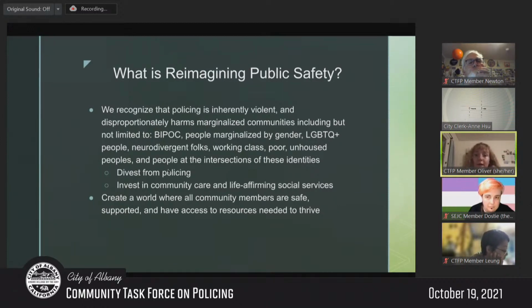So first of all, we recognize that policing is inherently violent and disproportionately harms members of marginalized communities, including but not limited to Black, Indigenous, and people of color, people marginalized by gender, LGBTQ plus people, neurodivergent folks, working class, poor, unhoused people, and people at the intersections of these identities. So because of that, we want to divest from policing and invest in community care and life-affirming social services. And so we want to create a world where all community members are safe, supported, and have access to the resources that they need to thrive.